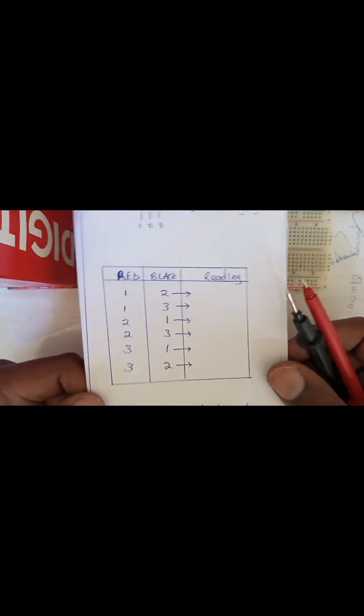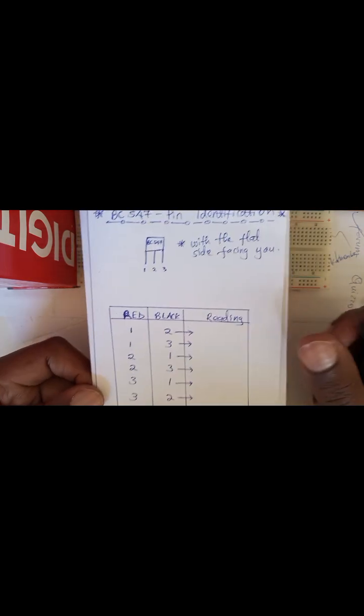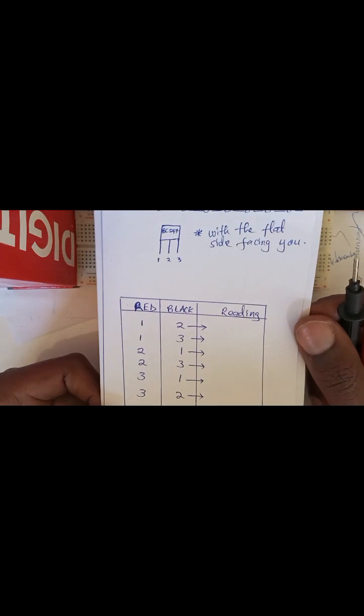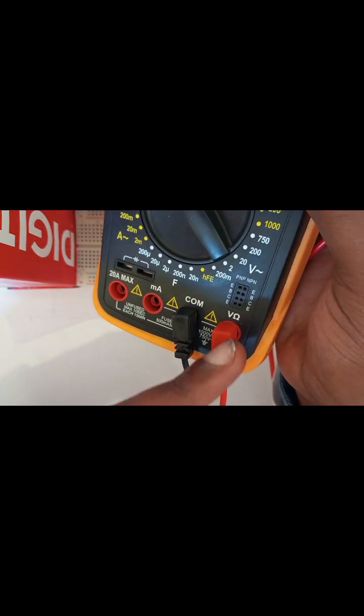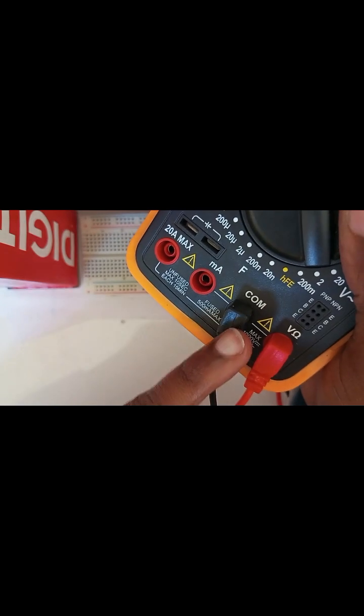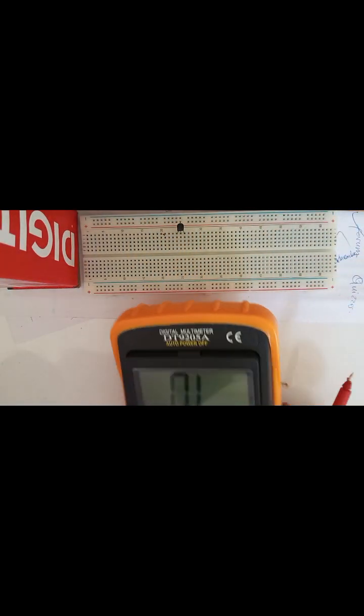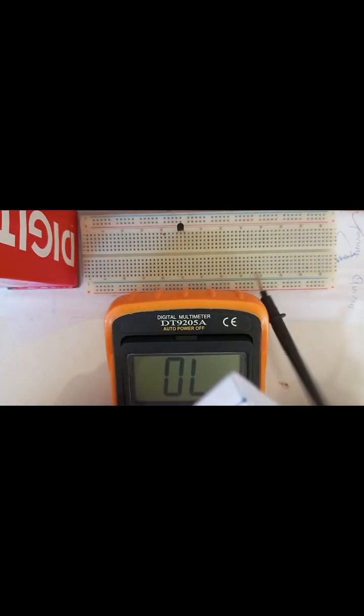This is the table we are using, guys. So this table is prepared like this. Where I have red, it's the red probe of my multimeter, this one. And where I have black, it's the black probe of my multimeter. So how do we measure it?